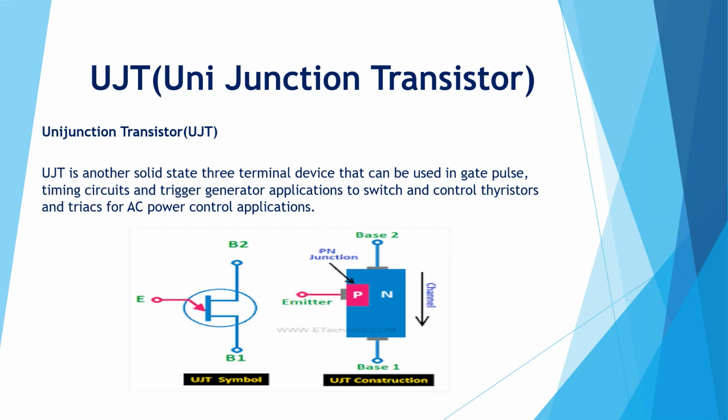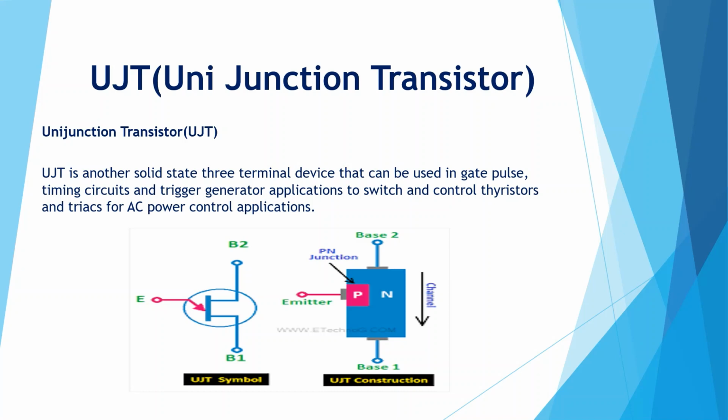So the first one which we will try to understand is the uni-junction transistor. UJT is another solid state 3-terminal device that can be used in gate pulse, timing circuit and trigger generator applications to switch and control thyristors and triacs for AC power control applications. In general, this statement specifies that UJTs can be used to switch on or off a high AC electrical power circuit. The symbolic representation and the construction of the uni-junction transistor is as shown in the figure.